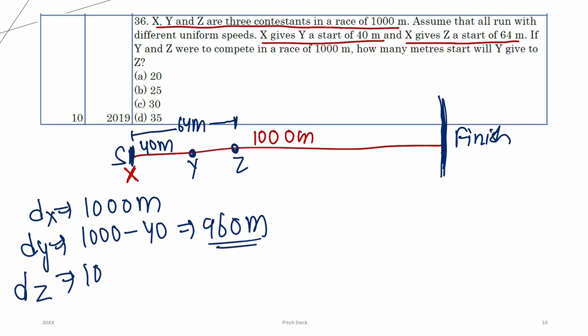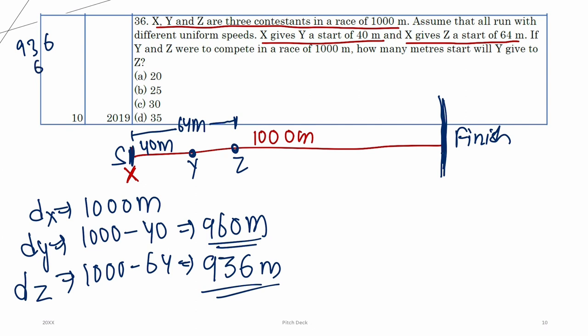Distance covered by Z is 1000 minus 64, that is how much? 936 meters. I hope this is correct. So 960 meters and 936 meters are the distances covered by Y and Z respectively.